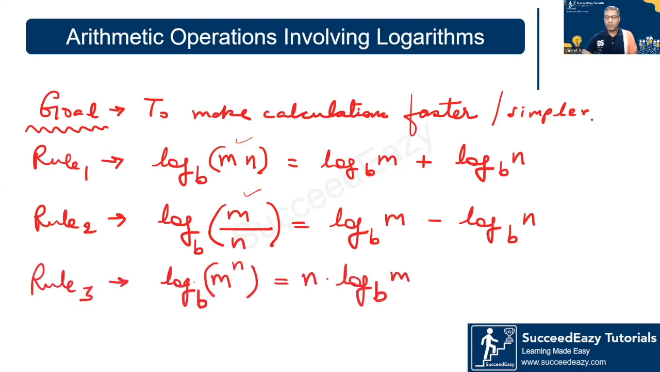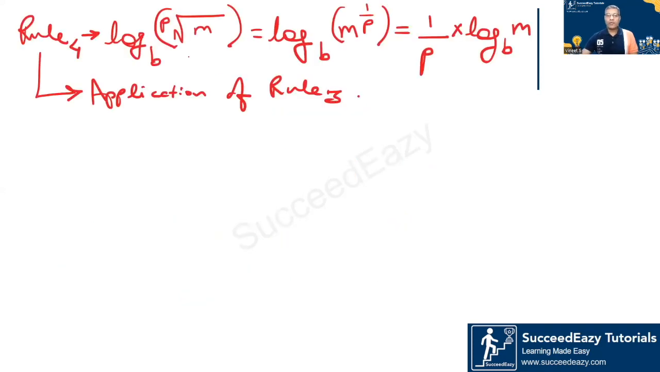Now the exponent form, log of m to the power n or m raised to n, okay, to the base b equals to n times log of m to the base b. The exponent comes here. Fourth rule, log of pth root of m to the base b equals to log of, it is the same thing as log of m raised to the power 1 upon p to the base b. And going by the third rule, we know that we can put the exponent 1 by p in terms of multiplication. So we can put it here 1 by p times log of m to the base b, okay?